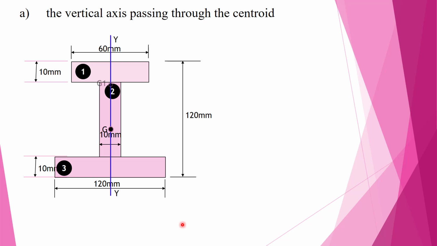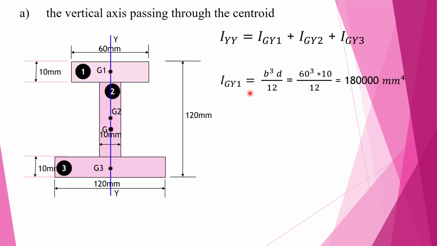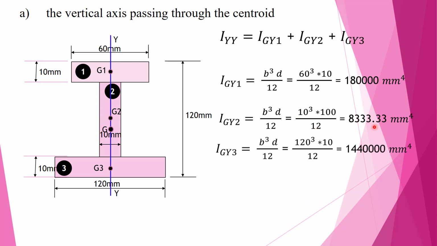So let us take the first one. What is Igy1? Igy1 will be equal to b cube d by 12. We have already learned this formula. Which will be equal to 60 cube into 10, right? B is this one, so 60 cube into 10 by 12, which is equal to 180,000 mm raised to 4. Igy2 will be equal to b d cube by 12, which is equal to 10 into d, d is 100. So 10 cube into 100 by 12, there is 8,333.33 mm raised to 4. The last one is Igy3, which is equal to 120 cube into 10 by 12, which is equal to 1,440,000 mm raised to 4.